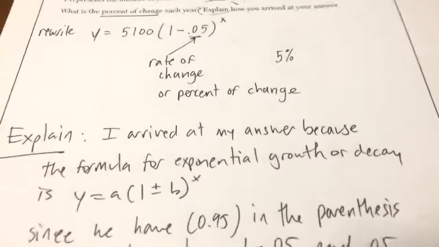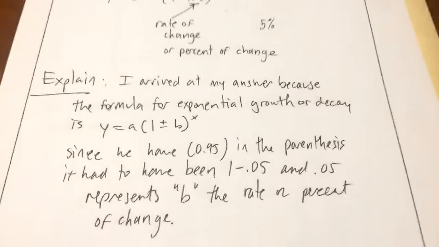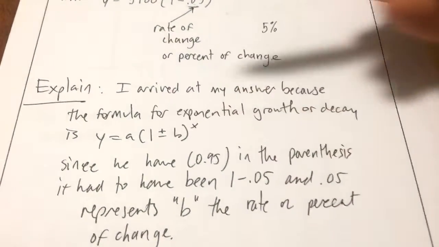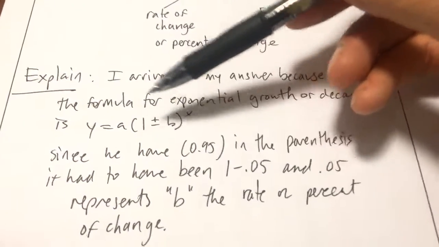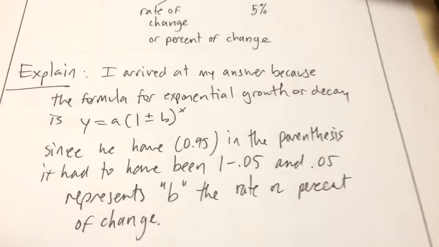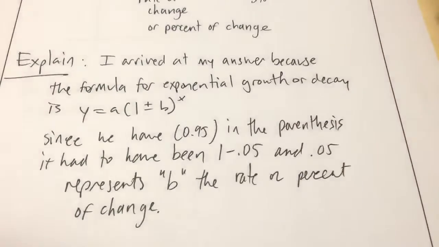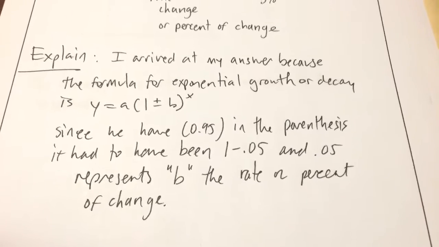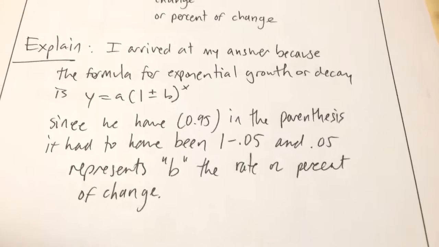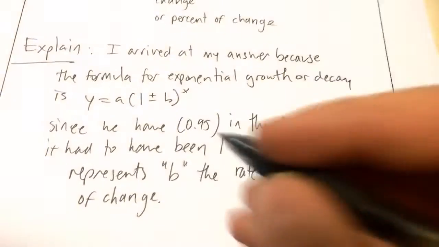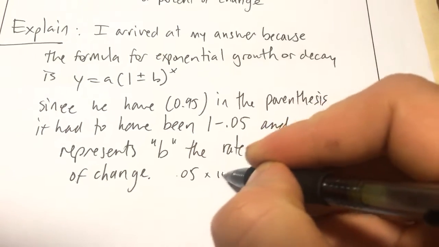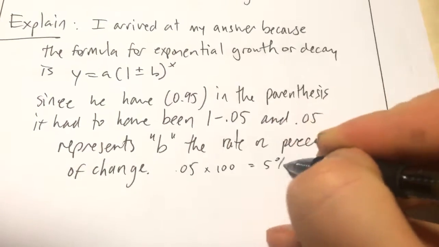Now, explain how you arrived at your answer. Imagine you were verbally describing this to someone. Explain: I arrived at my answer because the formula for exponential growth or decay is y equals a times 1 plus or minus b to the x. Since we have 0.95 in the parentheses, it had to have been 1 minus 0.05, and 0.05 represents b, the rate or percent of change. And then you have to convert this to percent by multiplying it by 100, and you get 5%.